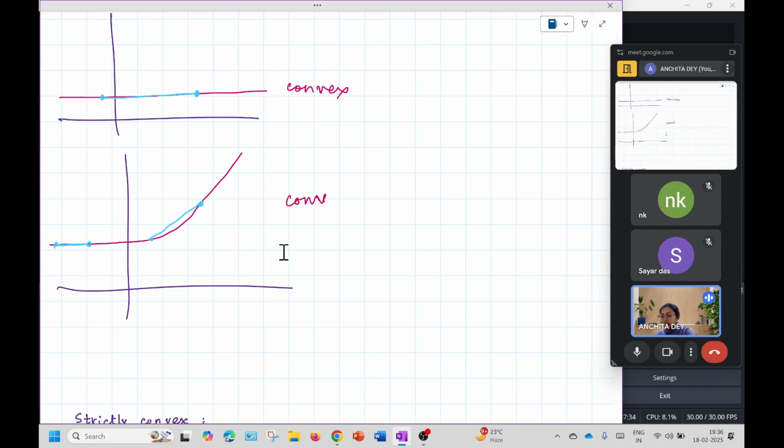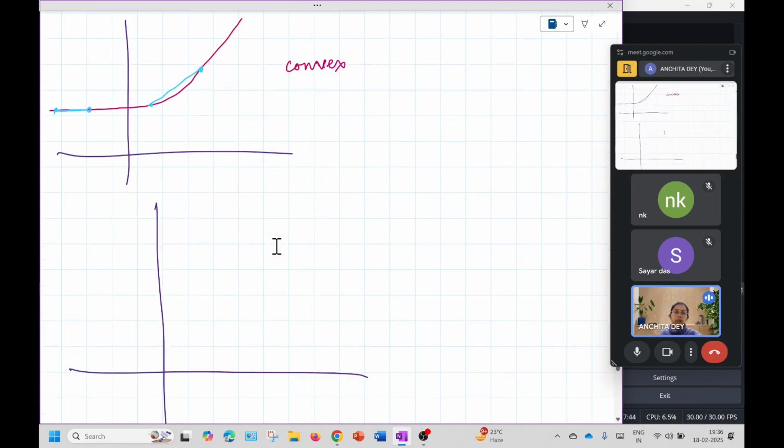But it turns out that neither of them are strictly convex. Why? Because for strict convexity, what we need is that it will never lie on the line segment. It would only be above the function.